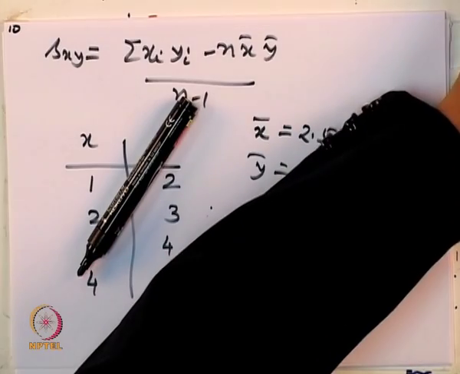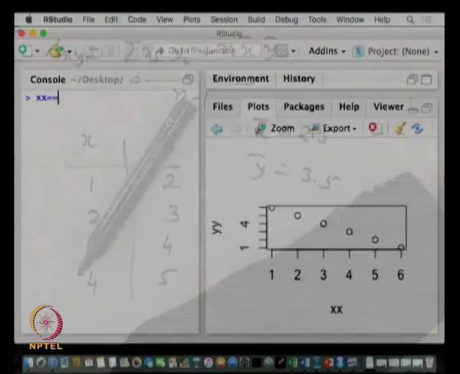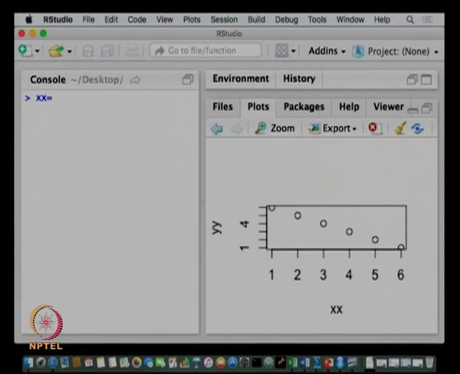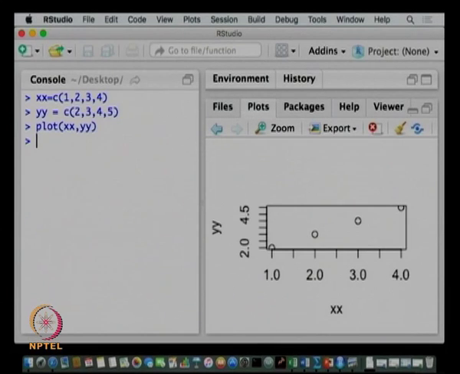Let me enter xx is equal to c(1, 2, 3, 4). Okay. yy is equal to c(2, 3, 4, 5). Okay. I can plot xx comma yy, and this is how my plot looks. You can clearly see that there is a very linear correlation between xx and yy. Okay. So, I want to find out the value of Sxy.